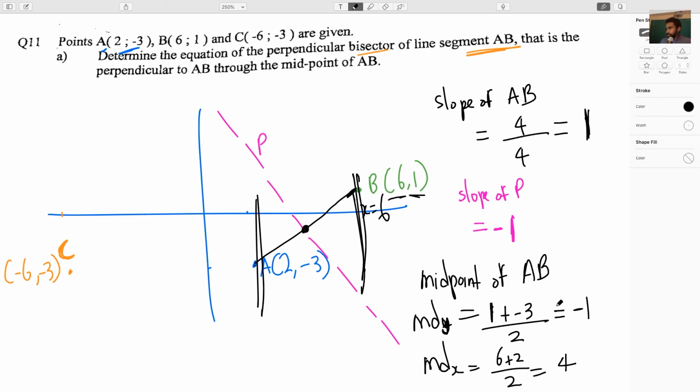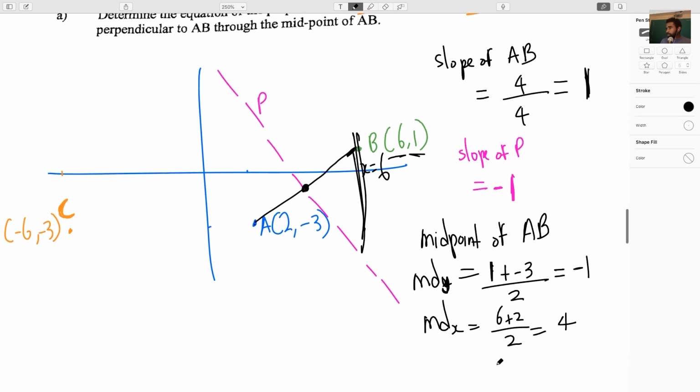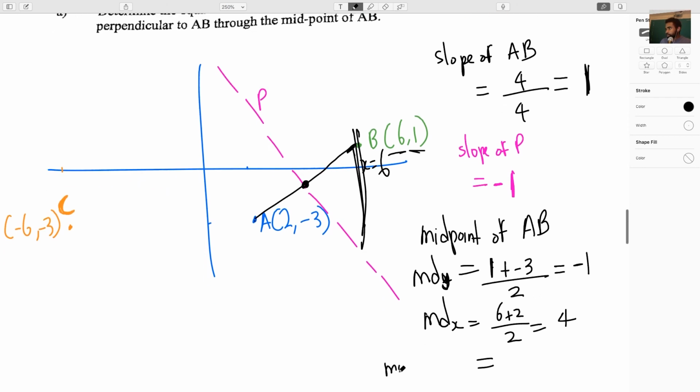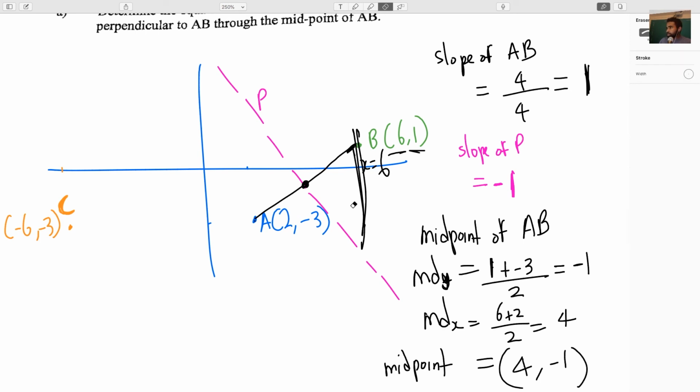So basically we can figure out the equation. So the midpoint of AB overall is equal to 4 comma minus 1. And it kind of looks like that, right? 4 here and minus 1. So it looks right. Alright, let's try and neaten out our piece of paper so that everything makes more sense.